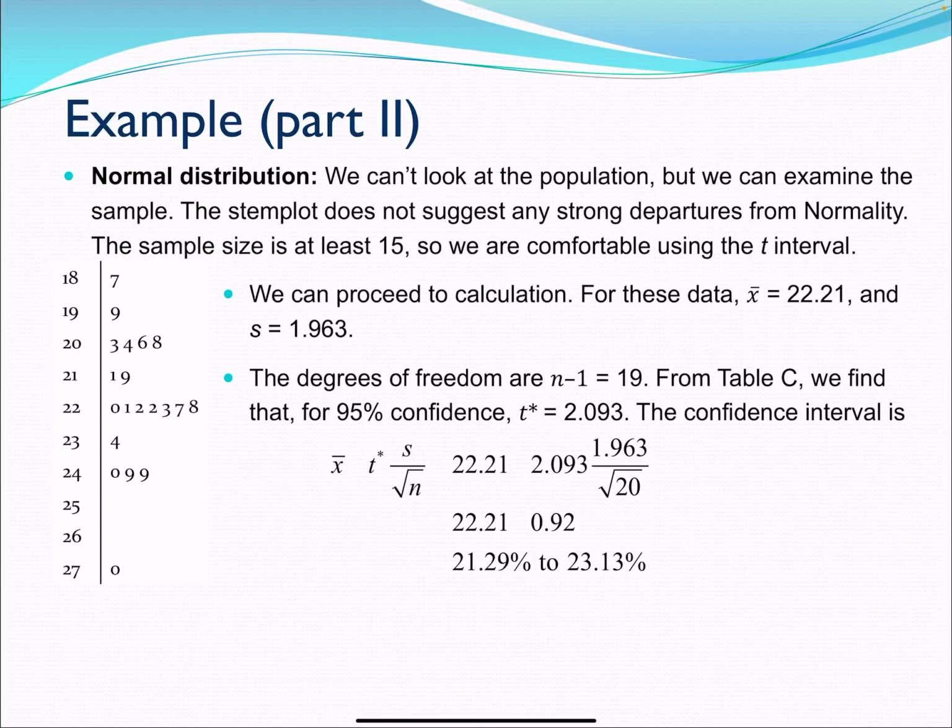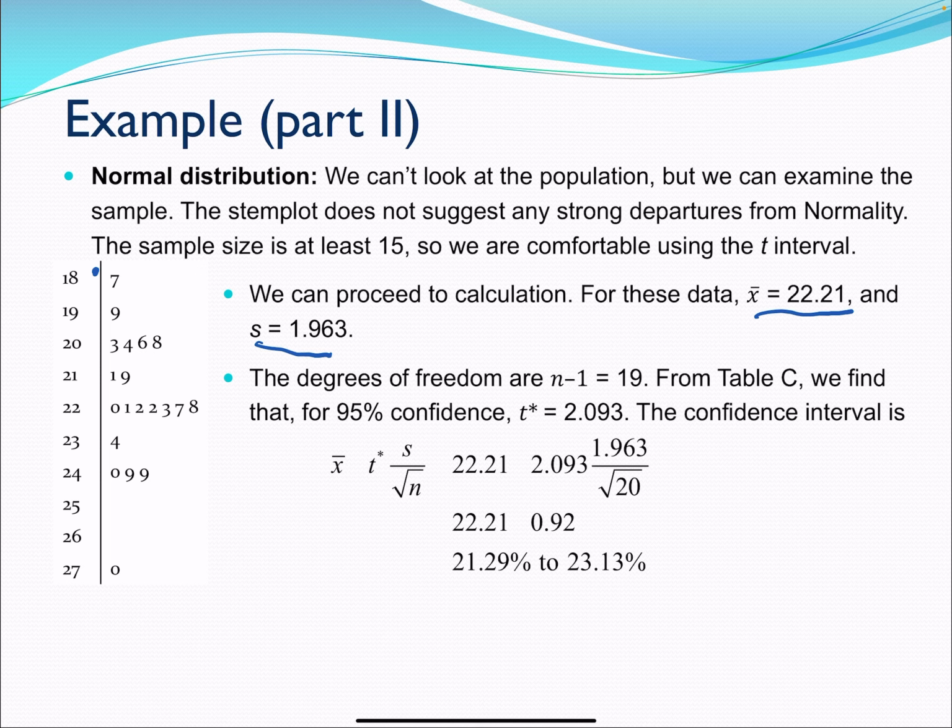It's all concentrated towards 22 point some odd percent, right? So here we've got a decimal point. We can proceed to calculate: I add up all my tip percentages and divide by our sample size of 20 to get a mean. And then I also calculate our standard deviation. So we've got a mean of 22.21 and a standard deviation of 1.963.